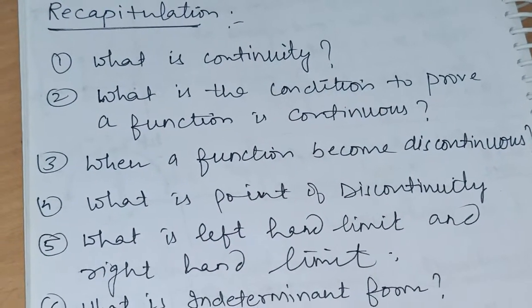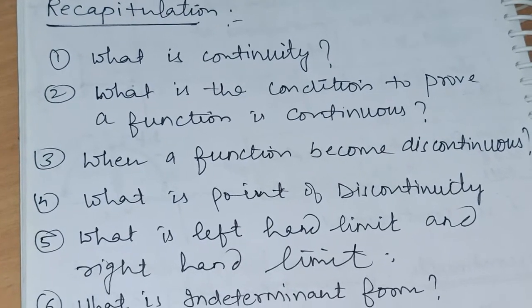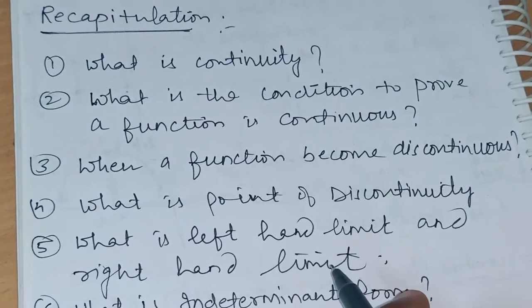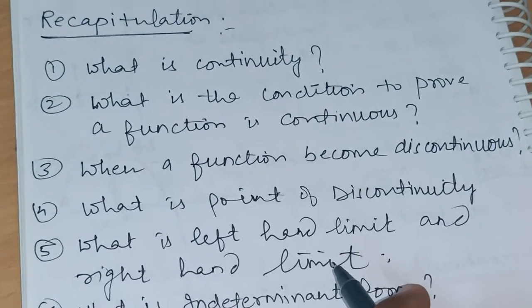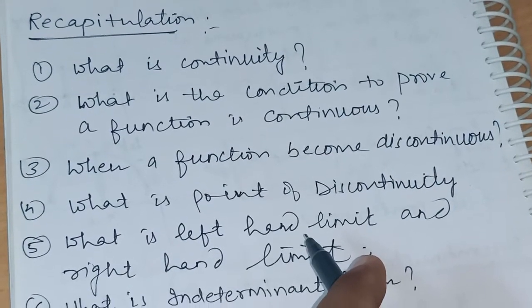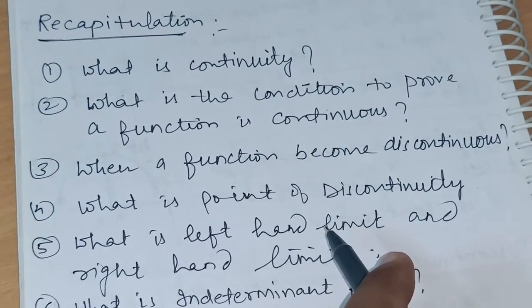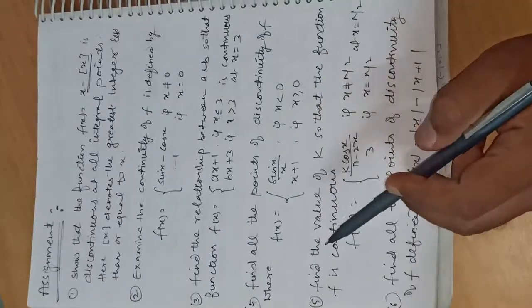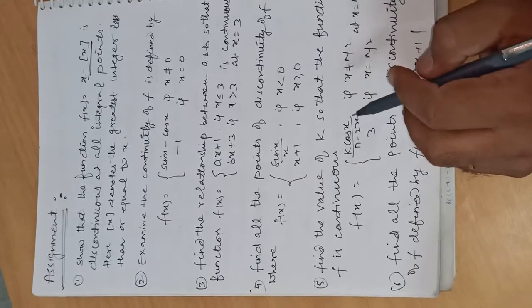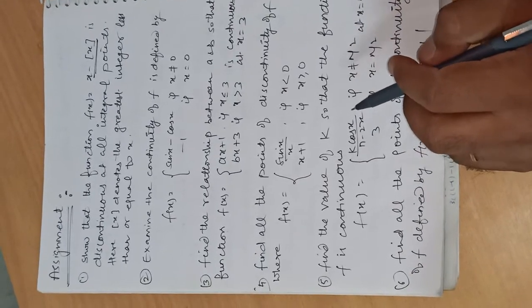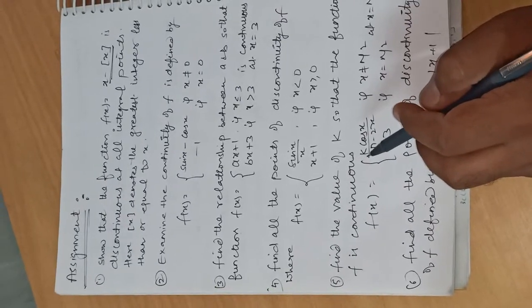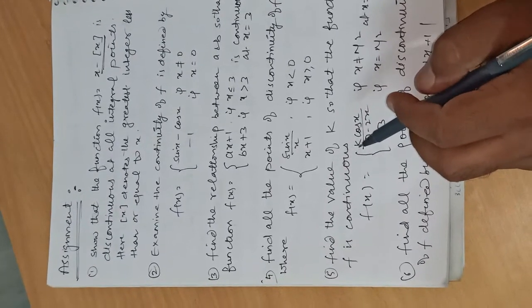Now some assignment for you. I think you have already understood the topic very well: what is continuity, how to find the answer to the question, how to simplify, and how to get the value of a constant when the function is continuous. Related to this, here is the assignment for you which you have to try. Total 6 questions are there related to your topic, continuity. Try to attempt them.